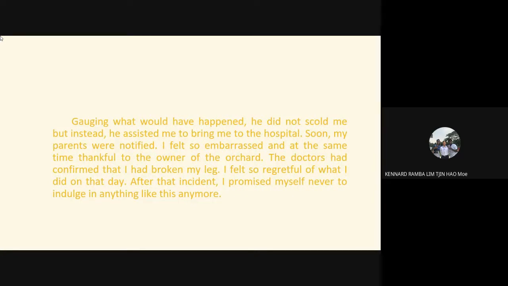Imagining what would have happened, he did not scold me, but instead he assisted me to bring me to the hospital. Soon my parents were notified. I felt so embarrassed and at the same time thankful to the owner of the orchard. The doctors had confirmed that I had broken my leg. I felt so regretful of what I had done on that day. After that incident, I promised myself never to indulge in anything like this anymore.